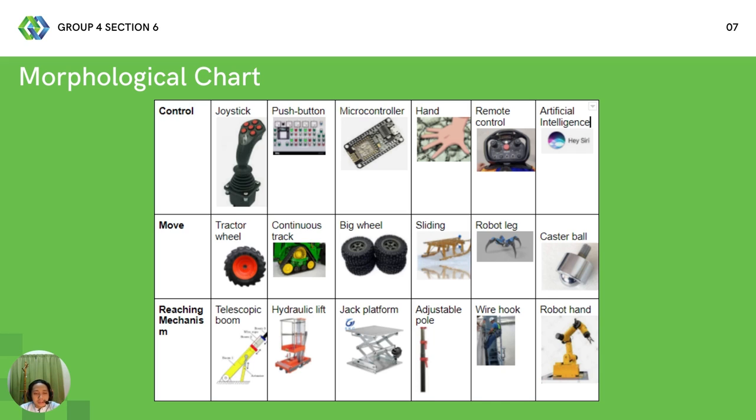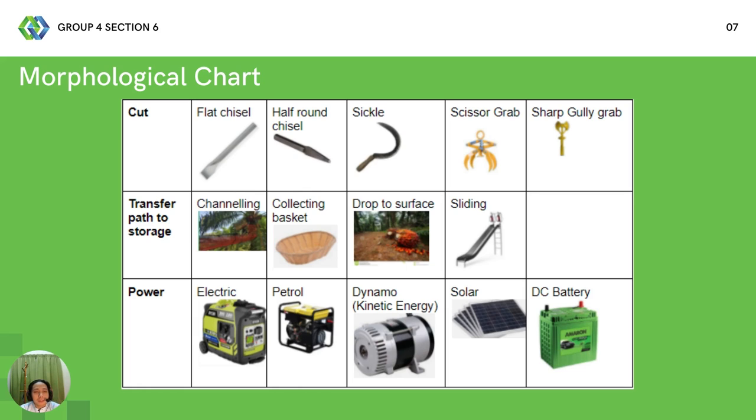The next function is the reaching mechanism, which has telescopic boom, hydraulic leaf, jack platform, adjusting pole, wire hook, and robot hand. For the cut function, we have flat chisel, half round chisel, sickle, scissor grab, and sharp coolie grab. After we cut, we need the transfer path to storage. We suggest channeling, collecting basket, drop to surface, and sliding. This mechanism also needs power, so we listed electric, petrol, dynamo, solar, and DC battery.